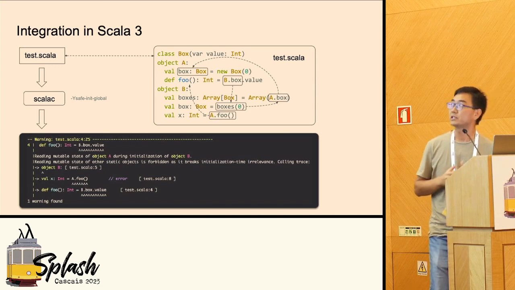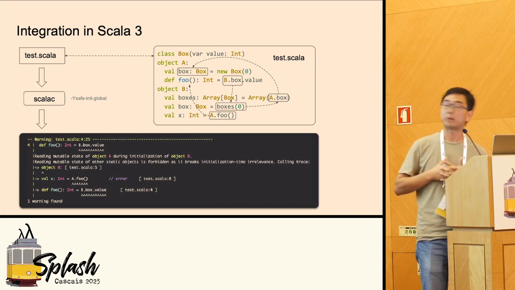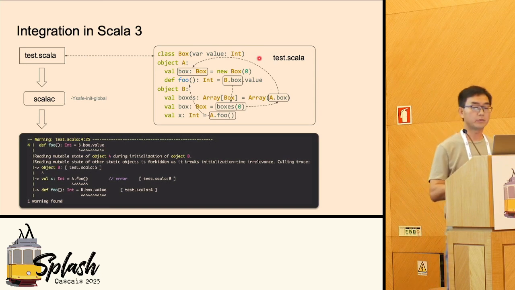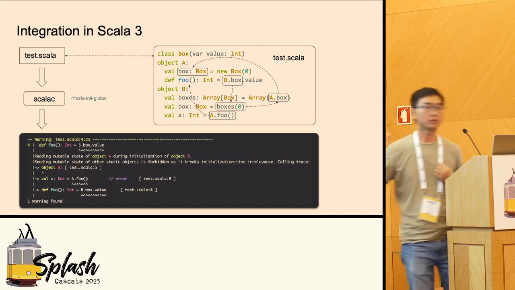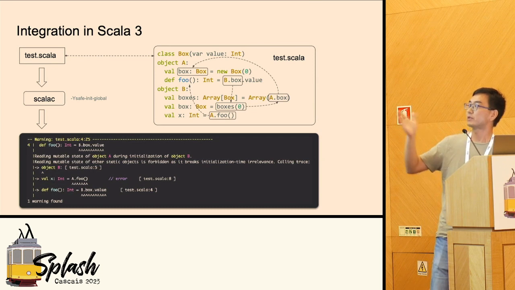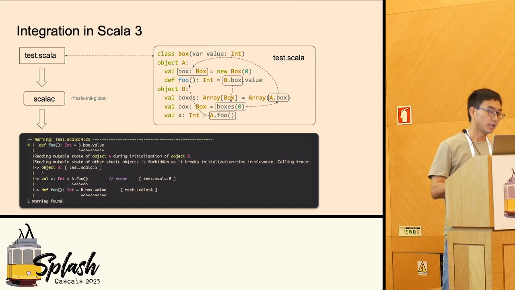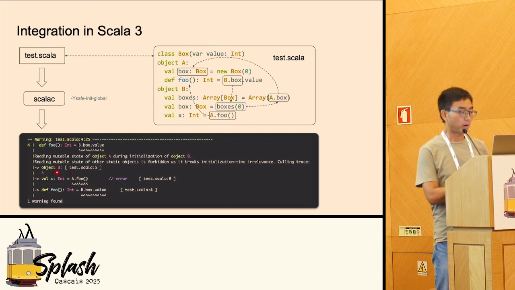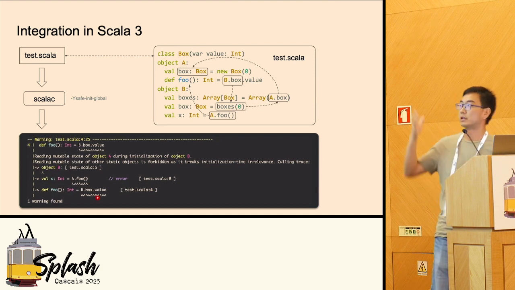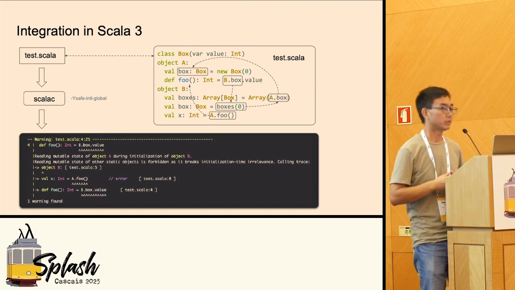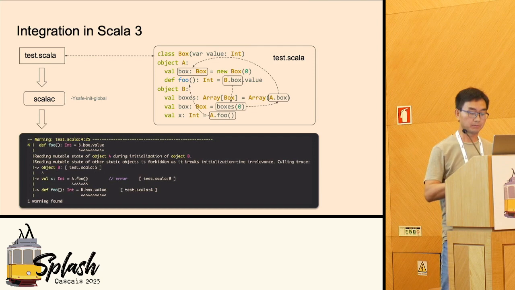Our analysis is integrated in the Scala 3 compiler. As you can see here, if we feed this piece of code to the Scala 3 compiler, we will get a warning like this. The warning reports a violation of the initialization time irrelevance. In addition to that, it shows a call trace from the root of the global object to the place where the violation happens, to facilitate debugging of the problem.